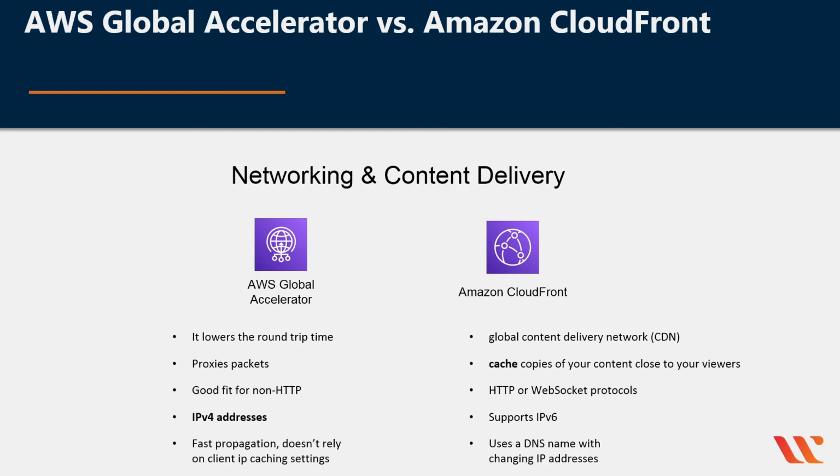To quickly summarize, remember that AWS Global Accelerator lowers the round-trip time, proxies packets, and is a good fit for non-HTTP. It currently supports only IPv4 addresses, and has fast propagation that doesn't rely on client IP caching settings. Amazon CloudFront is a global content delivery network. It caches copies of your content close to your viewers, can do HTTP or WebSocket protocols, does support IPv6, and uses a DNS name with changing IP addresses.